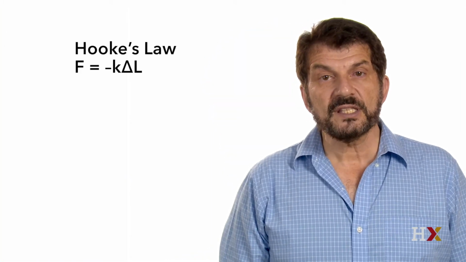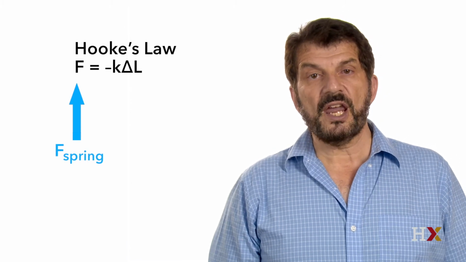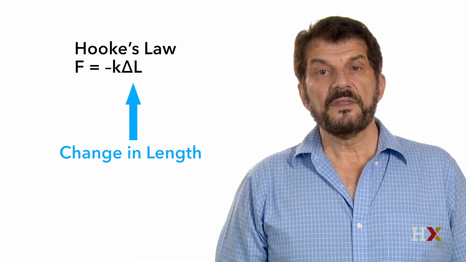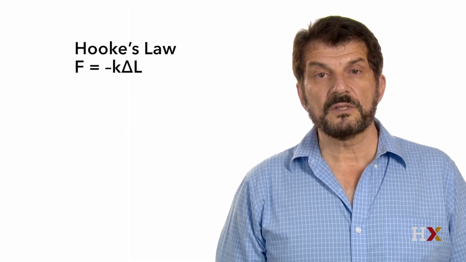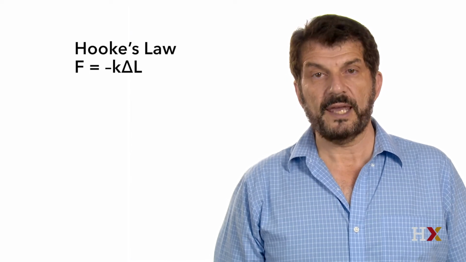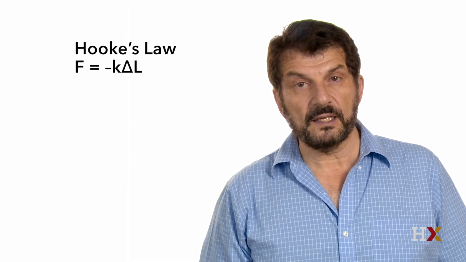And we can write the relationship between the force of the spring and the change in the length of the spring. It's called Hooke's law, and it just says that the force is linearly proportional to the change in length. This minus sign arises because there is always a restoring force. The spring is always trying to retain its original length. It's trying to get longer if you're compressing it, and it's trying to get shorter if you're extending it.